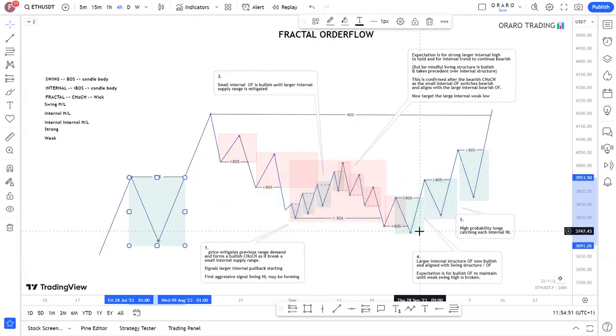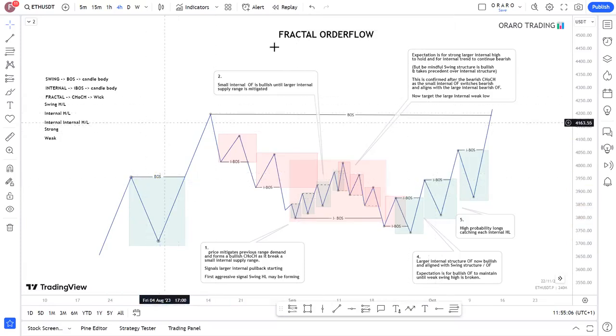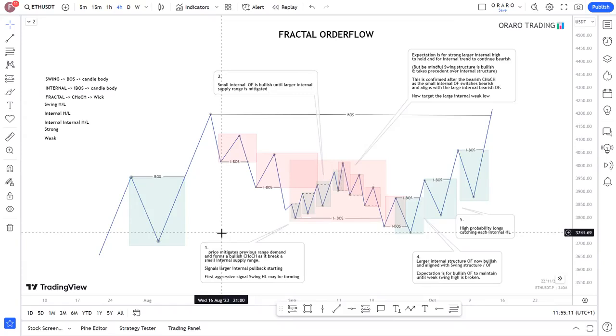Now, the expectation is for price to continue the bullish leg, and it's a very high probability. You can take a long from here. But if you are taking a short from here, it's a very low probability because price can likely come and take you out. So I believe with this diagram, you understand the fractal nature of order flow, as well as your smaller internal structure, larger internal structure, and your swing structure.